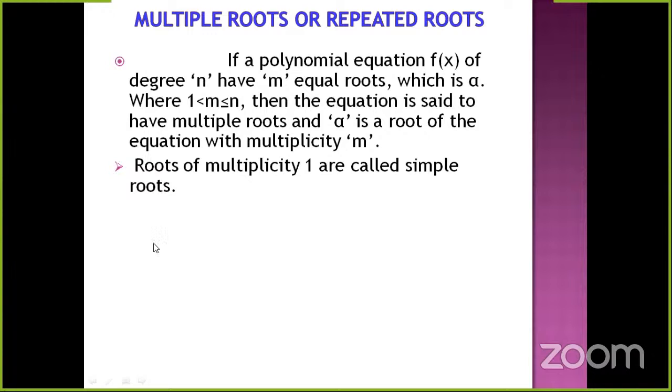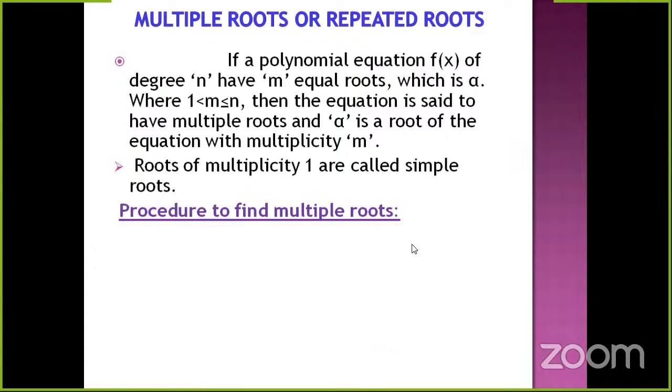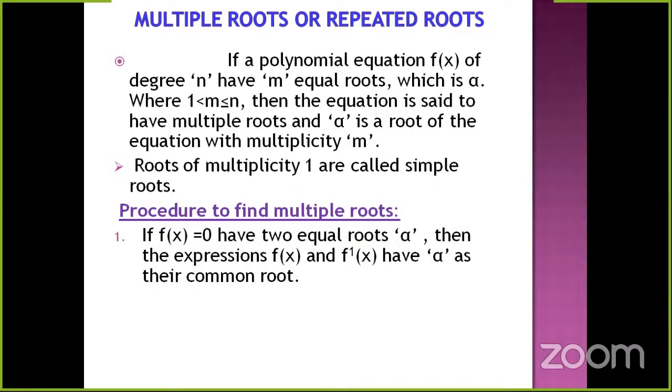So a root of multiplicity 1, that is the root occurring one time, is called a simple root. Is it clear? So, procedure to find multiple roots. How can we find multiple roots or repeated roots of a polynomial equation? So let us find it. If f of x is equal to 0 has two equal roots, it means it has two roots which are equal to alpha. So alpha is coming two times.